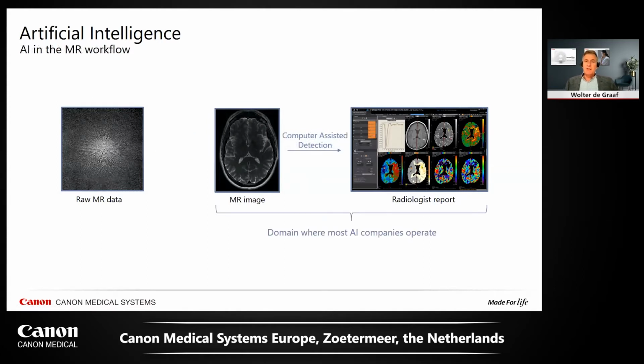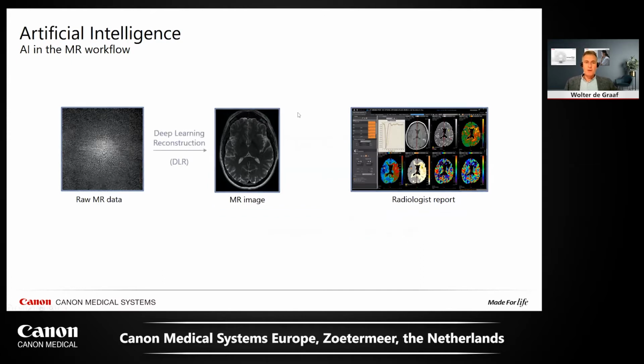Computers help nowadays a lot with computer-assisted detection or diagnosis, and this is a domain where most AI companies currently are operating. However, we are going to look here at deep learning reconstruction. This is a technique that takes the raw MR data and tries to transform it into as good as possible an MR image. We try to improve the image quality by using this deep learning reconstruction. This is the AiCE engine.